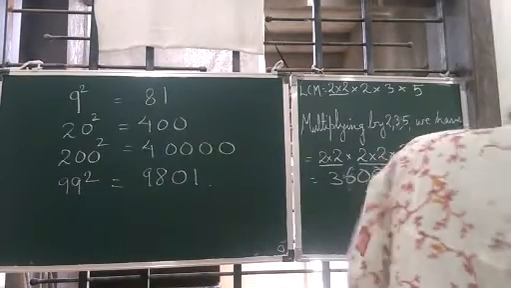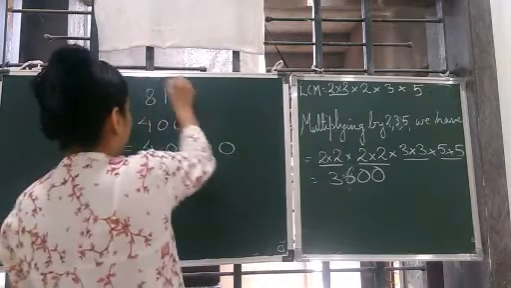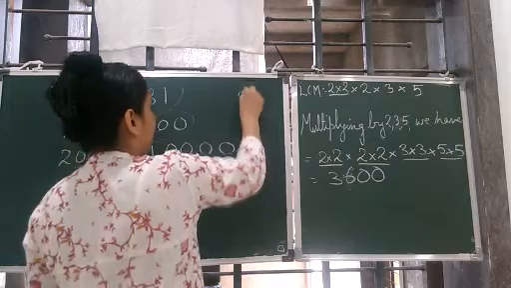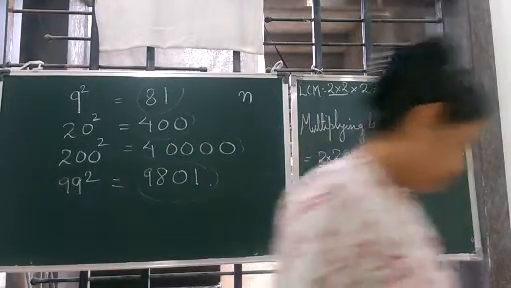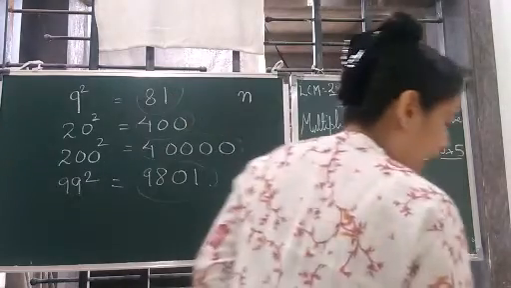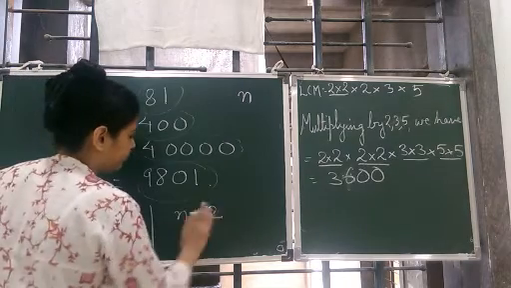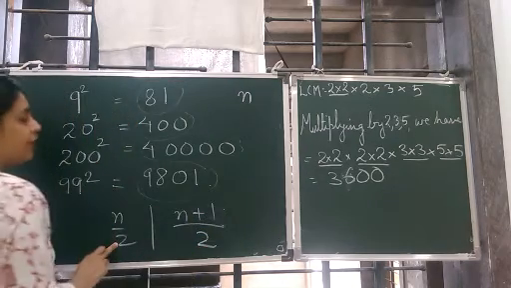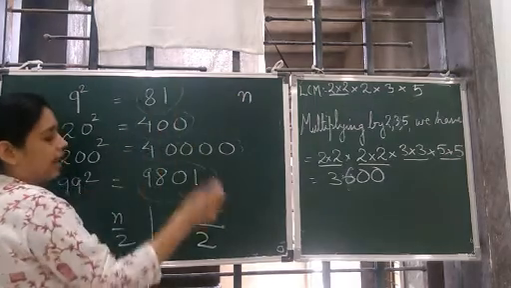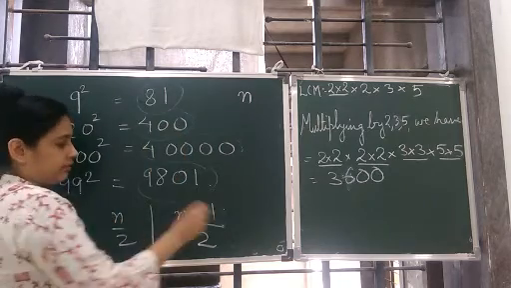If the perfect square is of n digits, where n means any natural number greater than 1, then its square root will have n by 2 digits if n is an even number, and n plus 1 by 2 digits if n is an odd number. So let's check, okay?